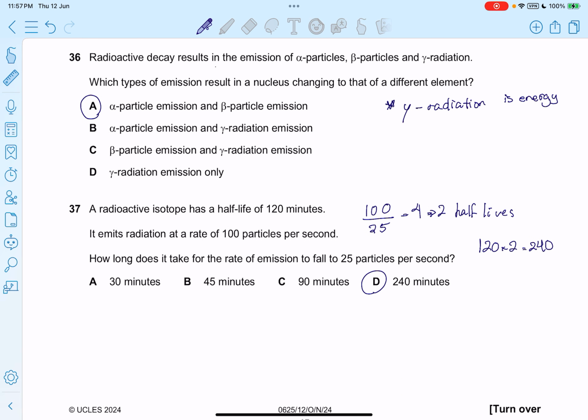36. Radioactive decay results in the emission of alpha particles, beta particles, and gamma radiation. Which types of emission result in the nucleus changing to that of a different element? Alpha and beta particles both change the element, but gamma does not, because gamma is just energy being radiated out. So 36 is A. Alpha and beta particle emission.